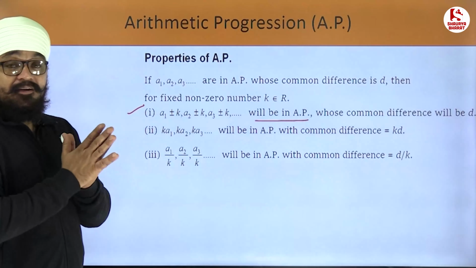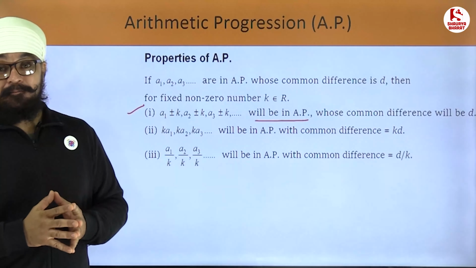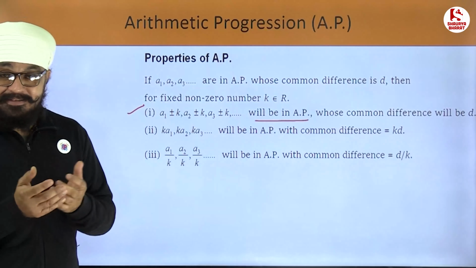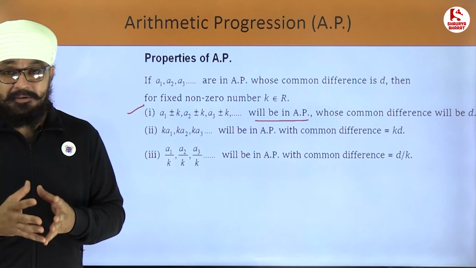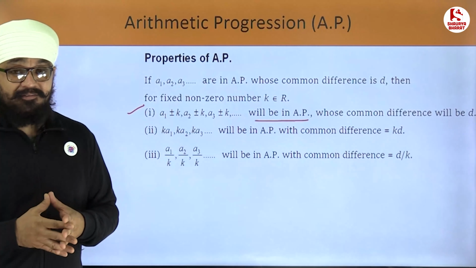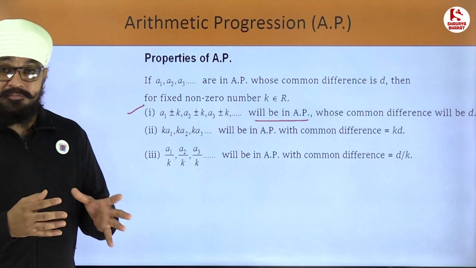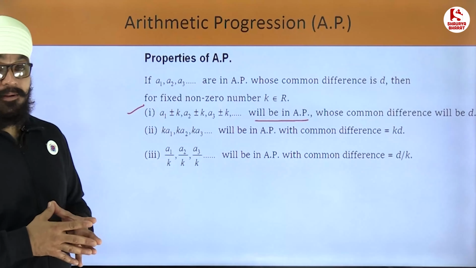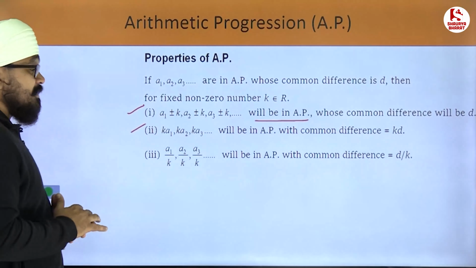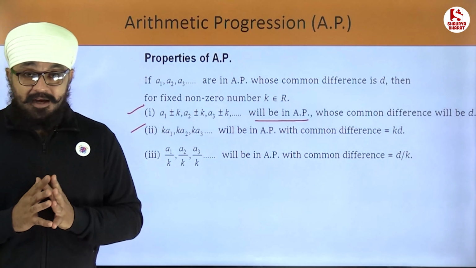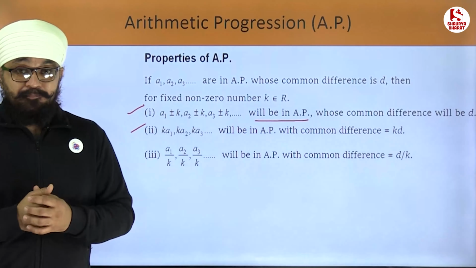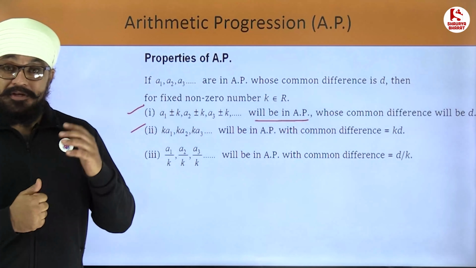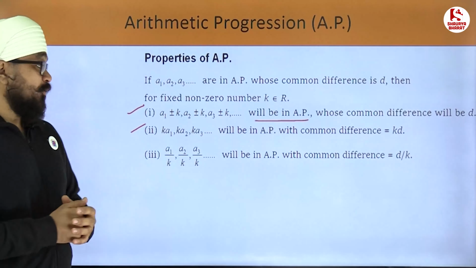The other way is, if I subtract k, that means we are adding minus k. If I subtract k from it, k can be any constant, it can be 2, 3, 5, 10, whatever number you are having. If you subtract the same number from these terms, still they will form an AP. In the same way, the second one says, when these numbers are being multiplied by some number, say if I am doubling them, means if I am multiplying 2 to each term, still they will form an AP.